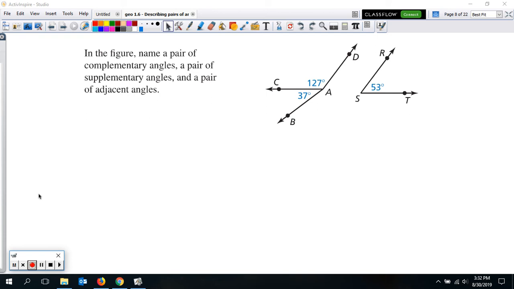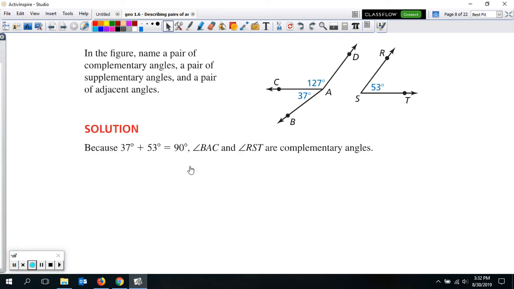Okay, so here's going to be a couple examples, and you don't need to write these down, just watch them. It says, in the figure, name a pair of complementary angles, a pair of supplementary angles, and a pair of adjacent angles. As far as the complementary angles, they'd have to add up to 90. So 37 plus 53, that would add up to 90. So these two angles here, and we would name them. Remember, the vertex has got to be in the middle. So RST on that one, BAC on this one. So that's going to be these two, angle BAC, angle RST.